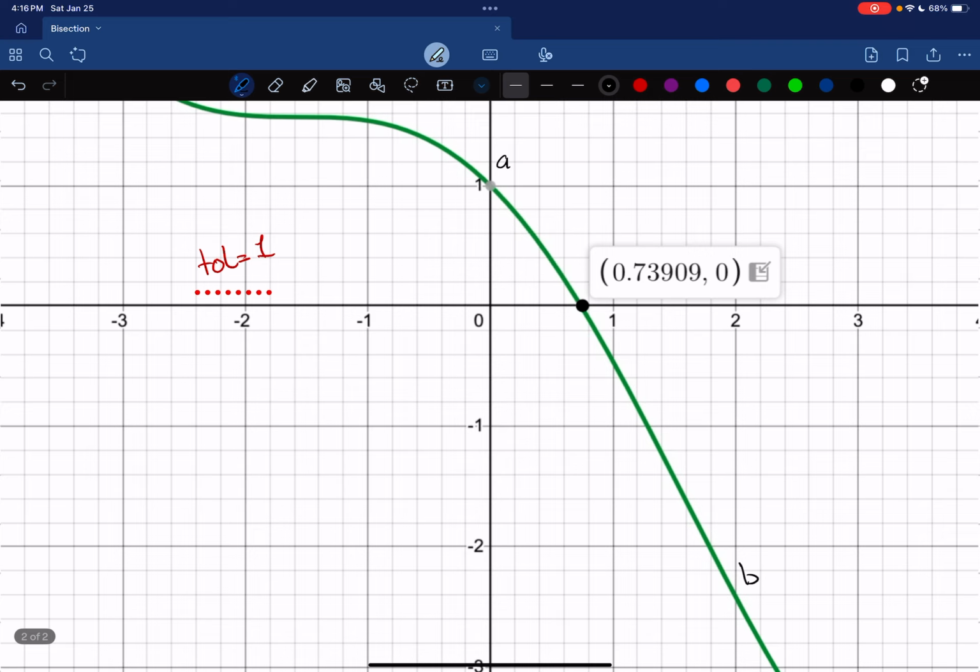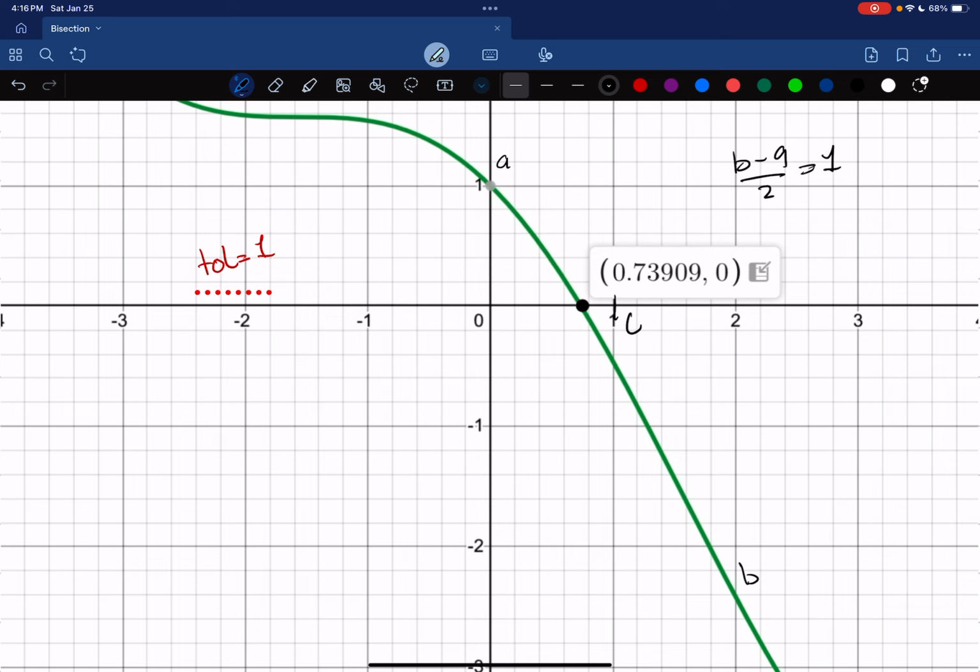So now let's say I do the first iteration. Obviously my C is here. And then I'm like, okay, what's my error at this point? So that's b minus a divided by 2, which equals 1. Now that's exactly the tolerance. Let's say you don't want the exact tolerance, you want less than.